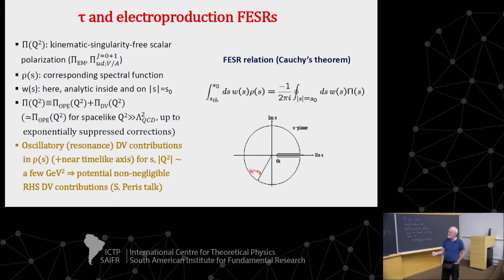For electromagnetism, it's because R is proportional to the spectral function, and Santi showed how the differential distribution is related to the imaginary part for tau. Here, W is any function that's analytic inside and on the contour, so that it has this simple form with no additional terms. Can you adjust the microphone? I can't hear. Oh, sorry.